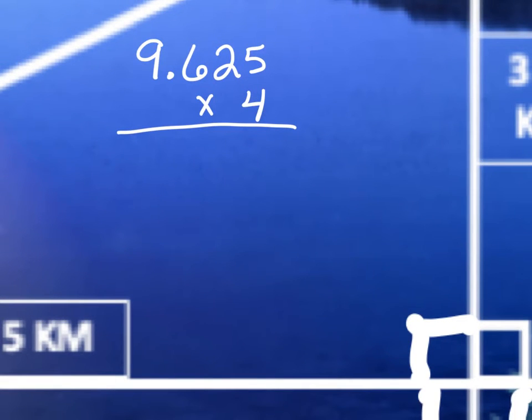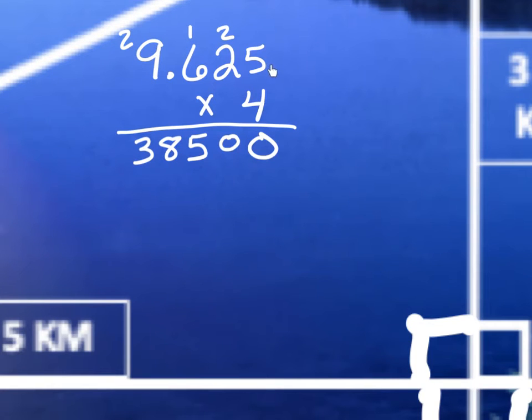I've got 4 times 5 is going to give me 20. I'll drop my 0, carry my 2 right there. Bam. Next, 4 times 2 is 8, plus 2 is going to give me 10. I'll drop another 0, carry my 1 right there. Bam. Next, 4 times 6 is 24, plus 1 is going to give me 25. I'll drop my 5 and carry my 2 right there. And now, my last one is 4 times 9 is 36 plus 2 is going to give me 38. So I drop my 3 and my 8.